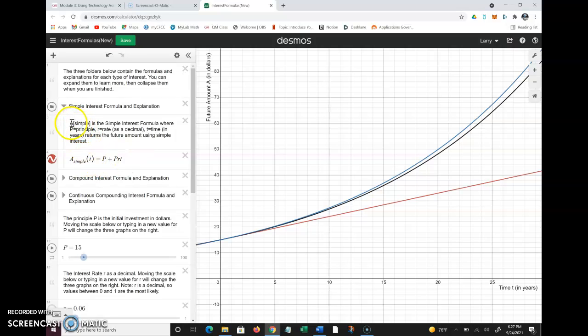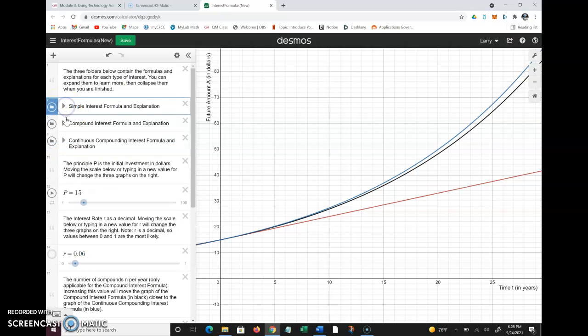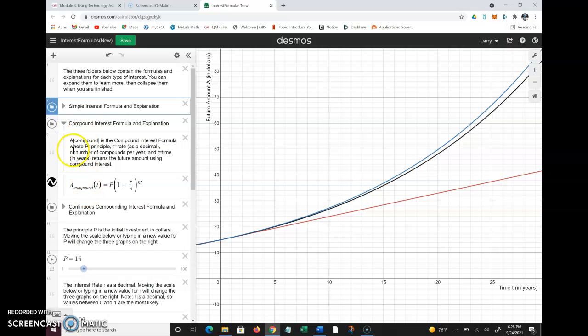I did have to cheat a bit and call this A simple, and then down here I was able to put simple as a subscript, but please understand that is there because future amount formulas are always written as A of t, where t is time. So I wanted to make it obvious that these are all future amount formulas, but then indicate that with each of the subscripts.